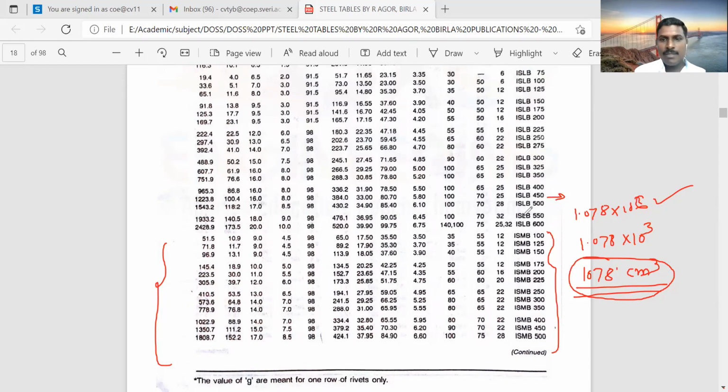But generally if we use the ISMB sections for beams, it will be better. ISMB are medium beams and ISLB are light beams. ISLB is nothing but Indian Standard Light Beam, ISMB is Indian Standard Medium Beam, and ISHB is Indian Standard Heavy Beam. So ISHB we have to use for columns. If we have to design the column, at that time we use ISHB. If we are designing the beams, at that time use ISLB or ISMB. So here we will use this IS, just a minute.